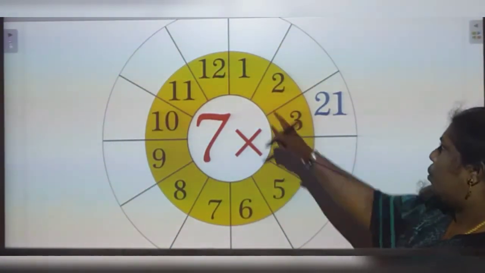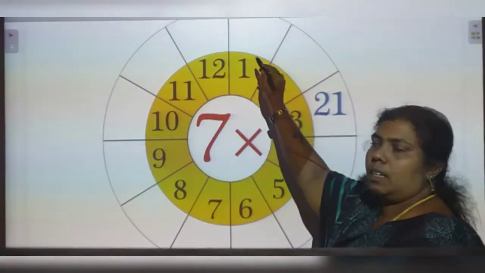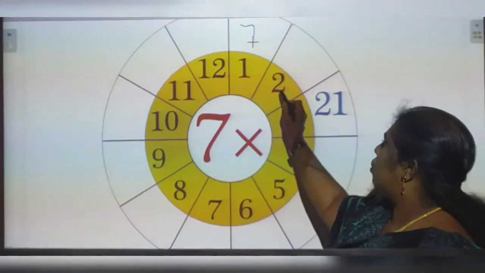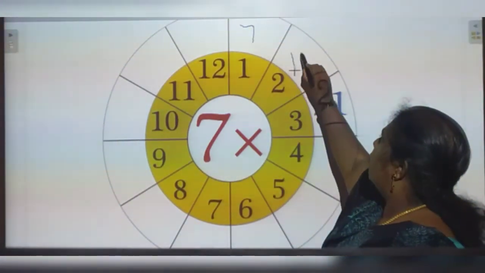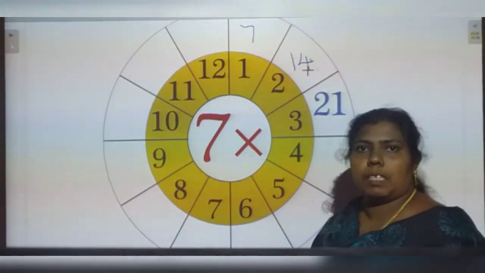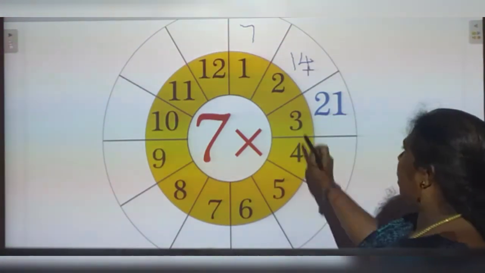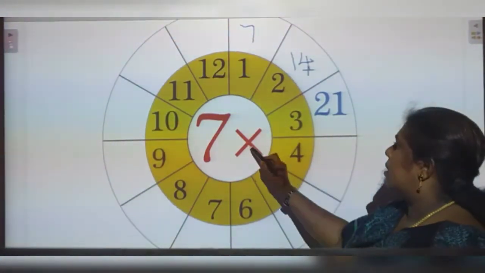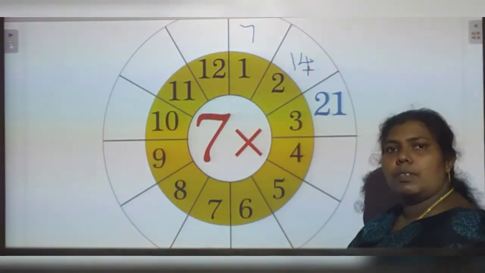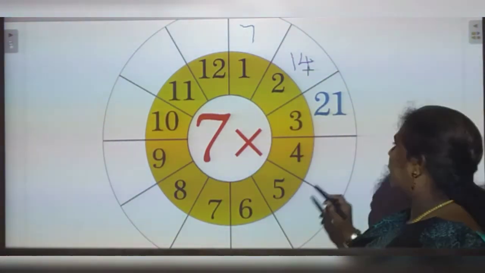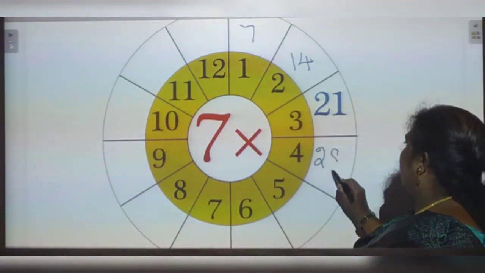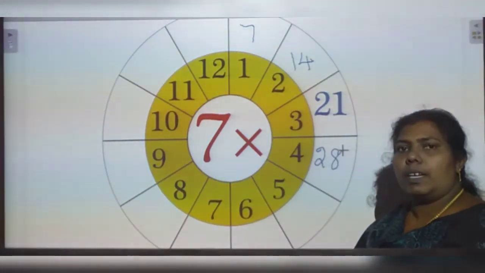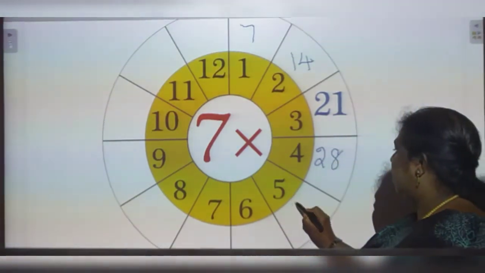Now, 1 times 7 is how much? 1 times 7 is 7, isn't it? Yes. 2 times 7 is 14, right? Then 3 times 7 is how much? 21, right? Then 4 times 7 is 28. Then 5 times 7 is how much? 5 7 is 35.